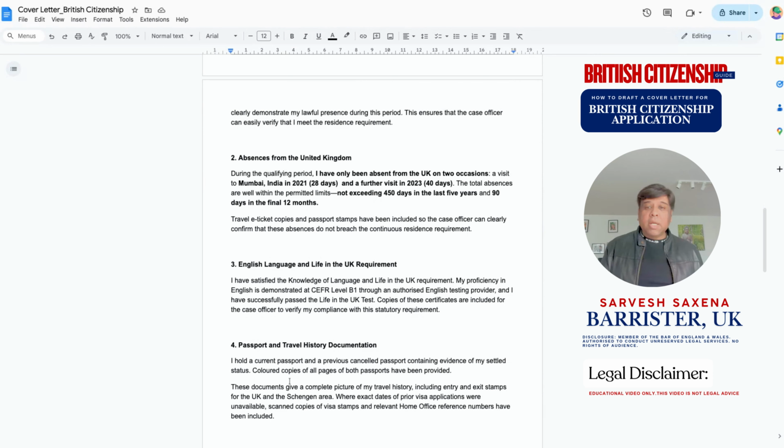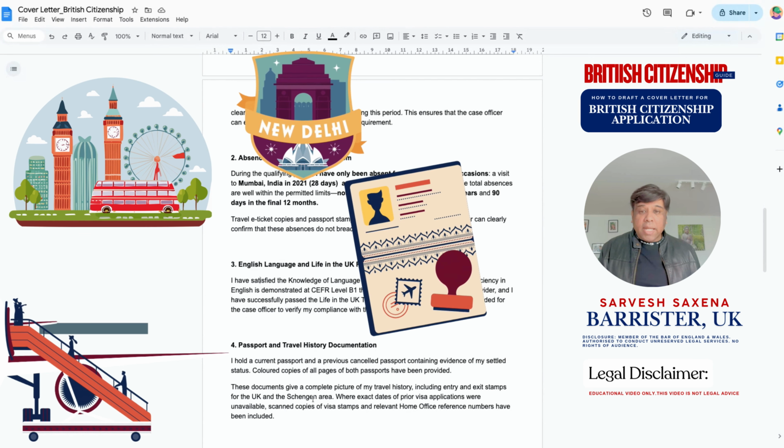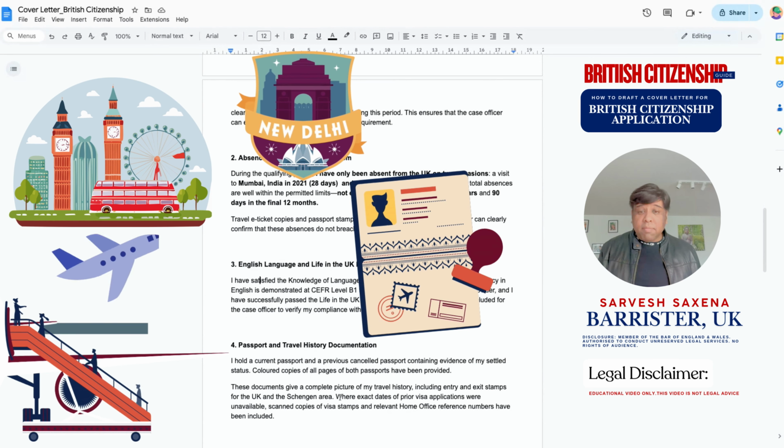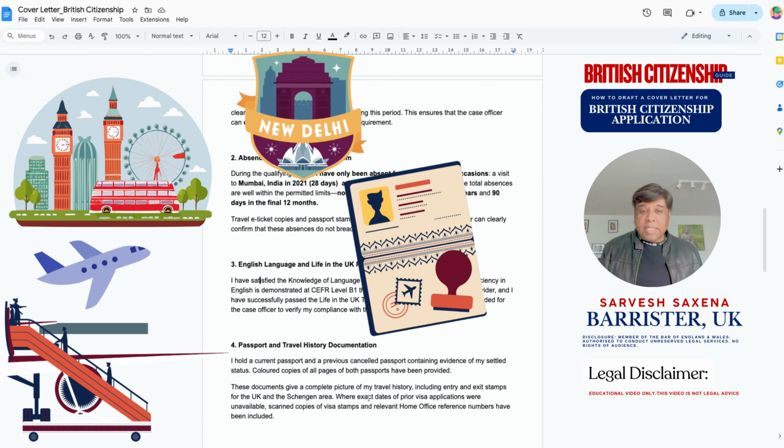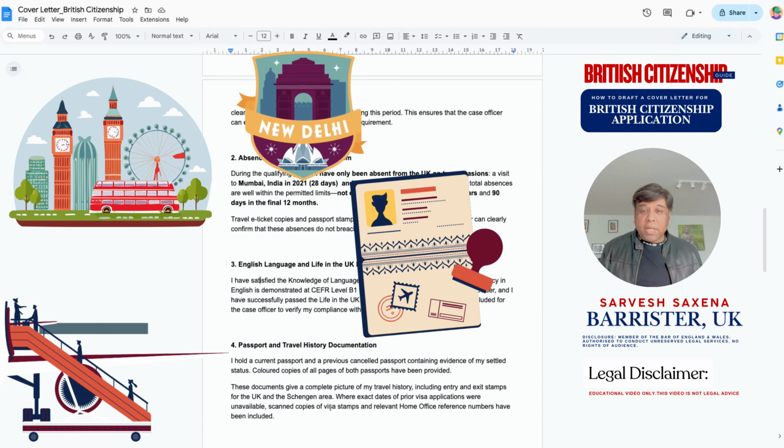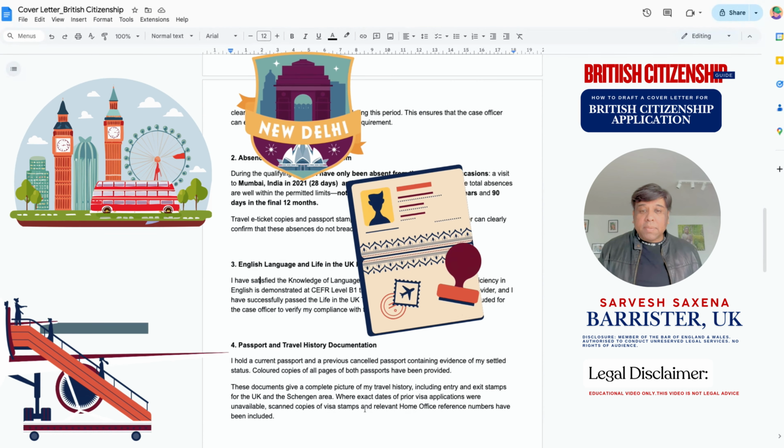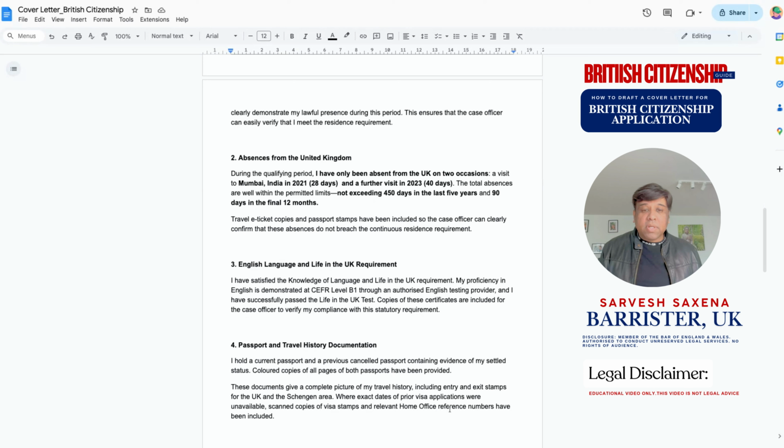You say, I hold a current passport and previous cancelled passport containing evidence of my settled status. Colored copies of all pages of both passports have been provided. These documents give a complete picture of my travel history, including entry and exit stamps for the UK and the Schengen visa. If you've traveled, I had a case where someone traveled where the exact dates of prior applications were unavailable. Scanned copies of stamps and relevant home office reference numbers have been included.